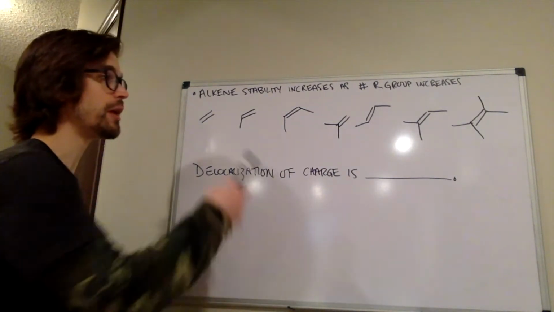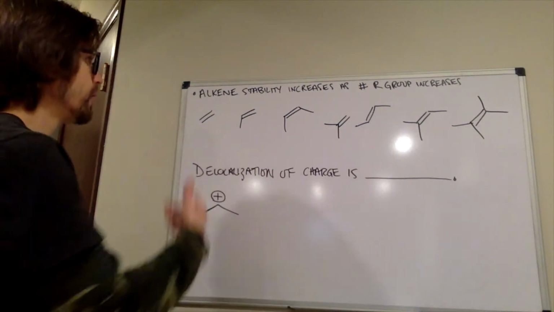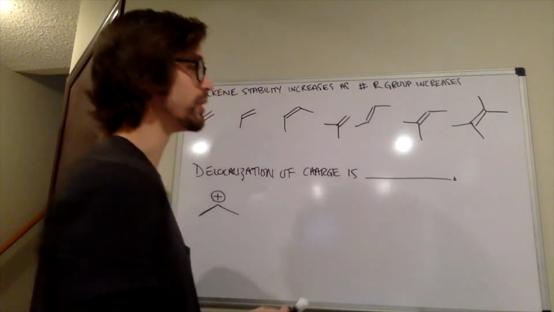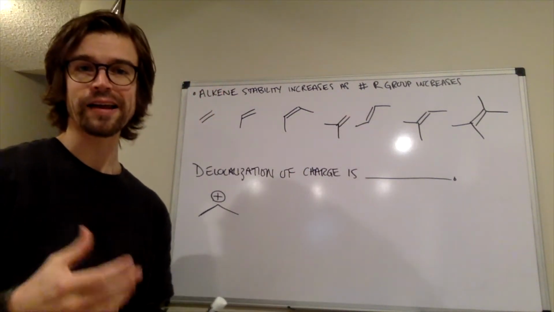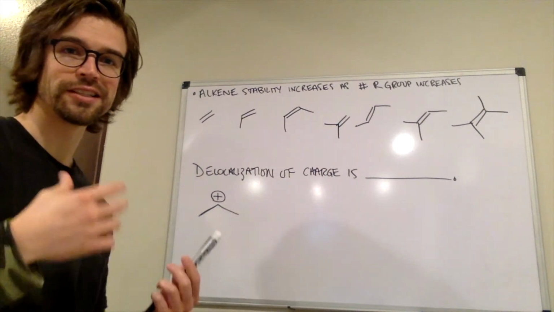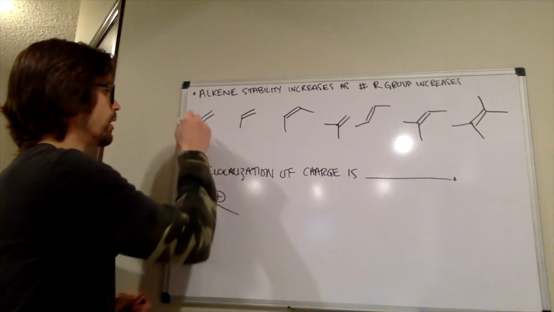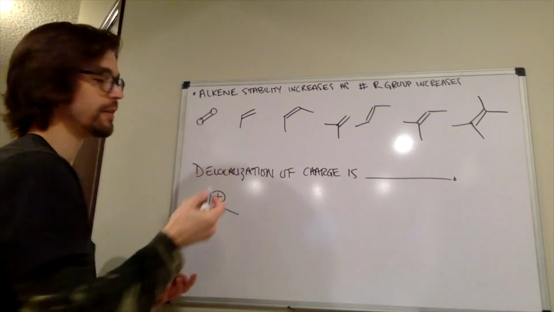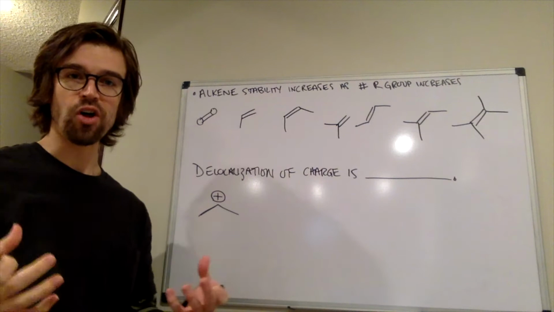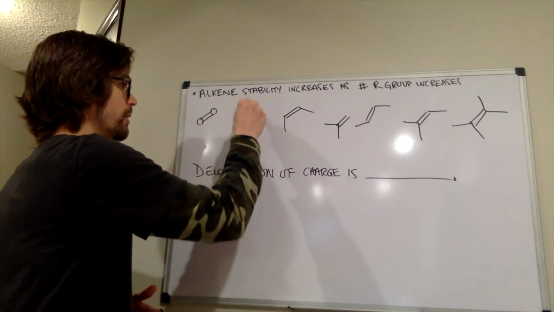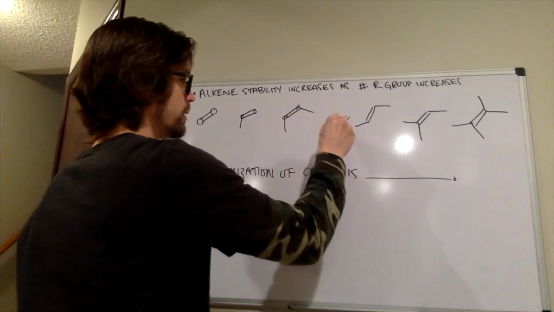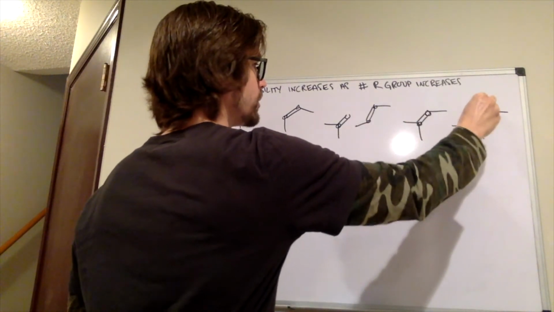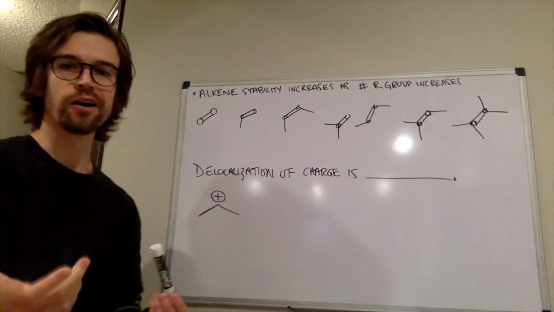So right here we have a bunch of different molecules, and the bullet point says that alkene stability increases as the number of R groups increases. And what we're really talking about is the number of R groups that are attached to the alkene itself. So as far as the alkene, that's the carbons that are involved with that double bond. So that carbon and that carbon, this carbon and this carbon, this carbon and this carbon, et cetera. So these carbons are the ones that we're talking about the number of R groups increasing.